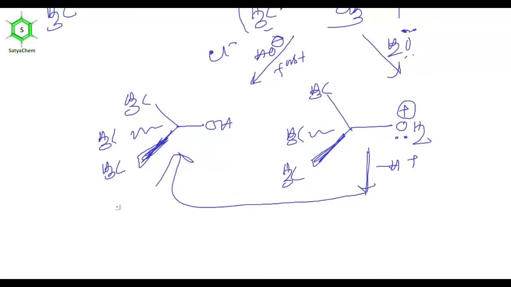The energy required for the formation of ion pair is mostly recovered from the energy evolved through the solvation of the ion pair. Solvation process is exothermic, energy liberating process, and that energy is being used for the formation of ion pair. Okay, that is very important concept. Clear?